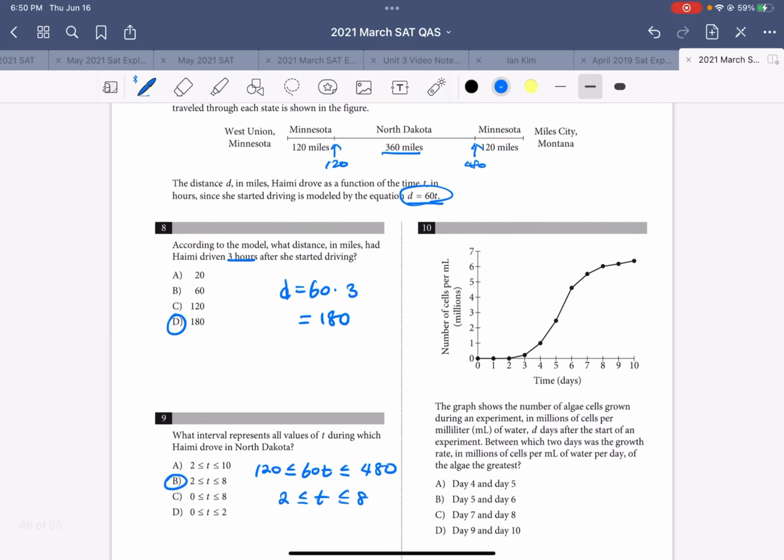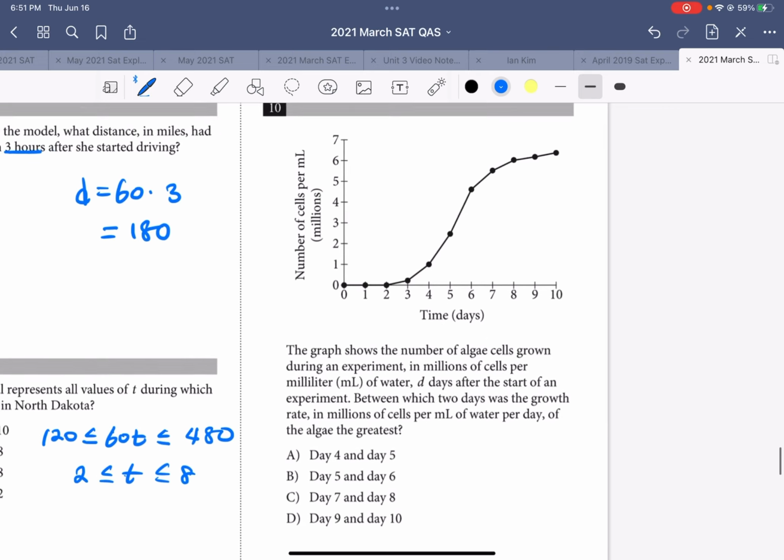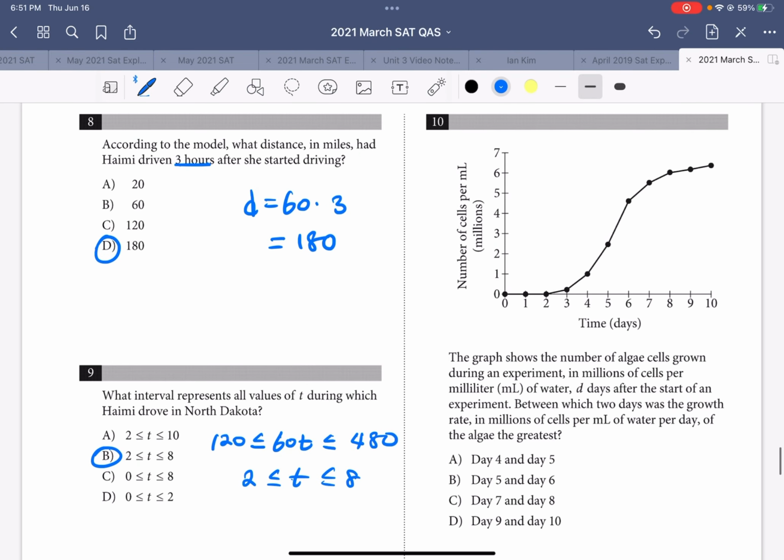The graph shows the number of algae cells grown. So this one has nothing to do with that graph. Okay, this is separate. During the experiment, in millions of cells per milliliter of the water, t days after the start of the experiment, between which 2 days is the growth rate of the cells per milliliter of the water per day greatest?